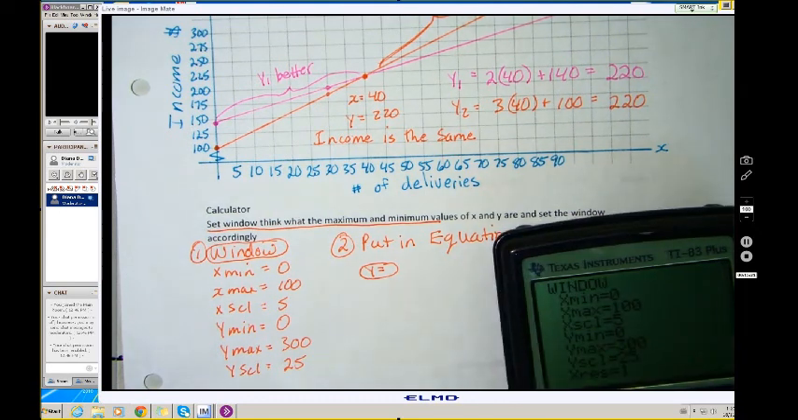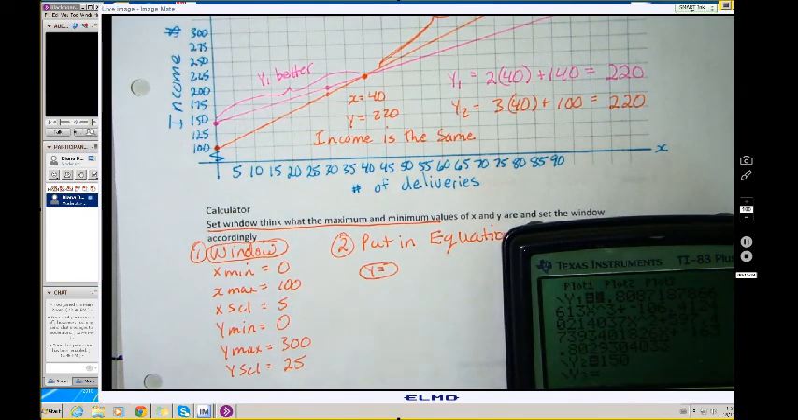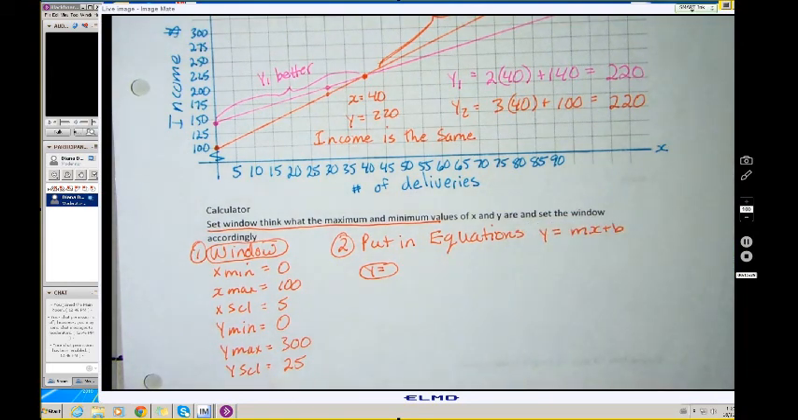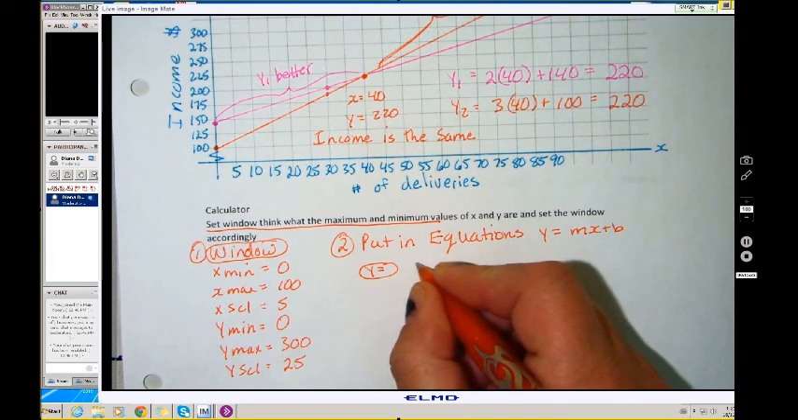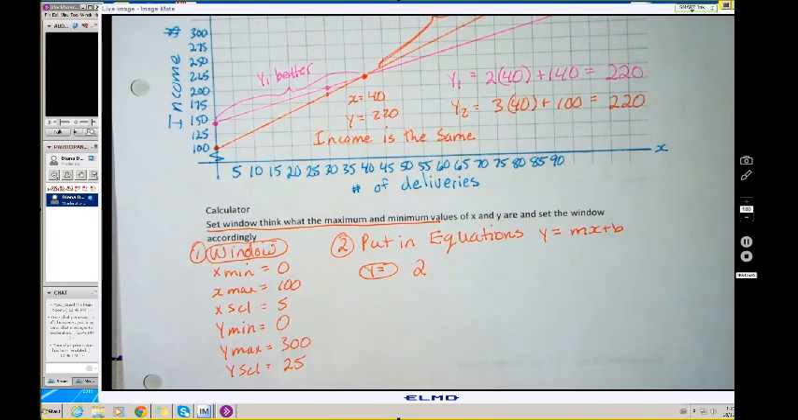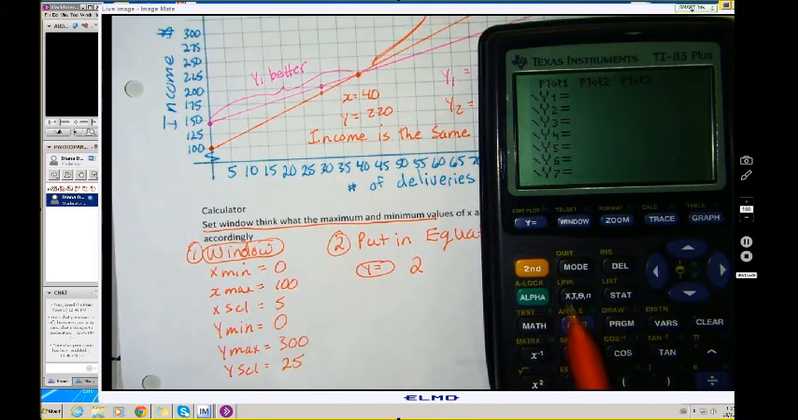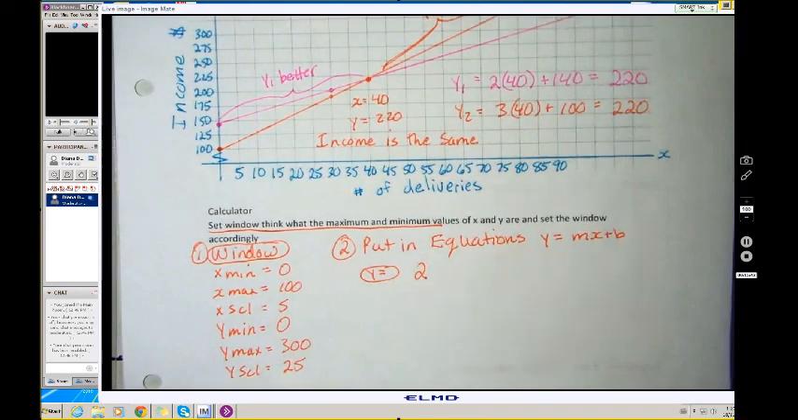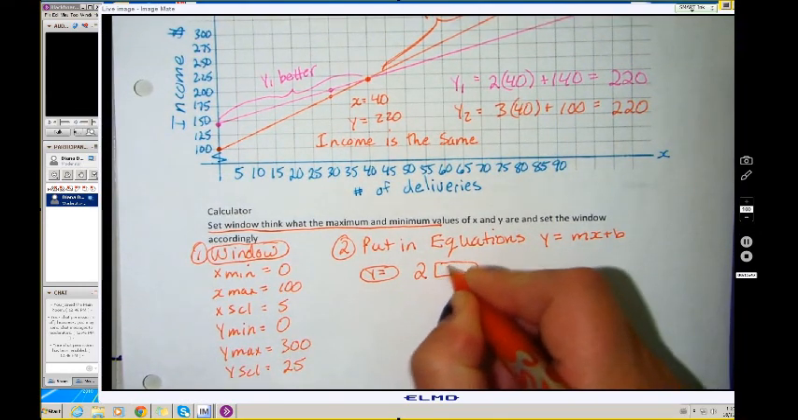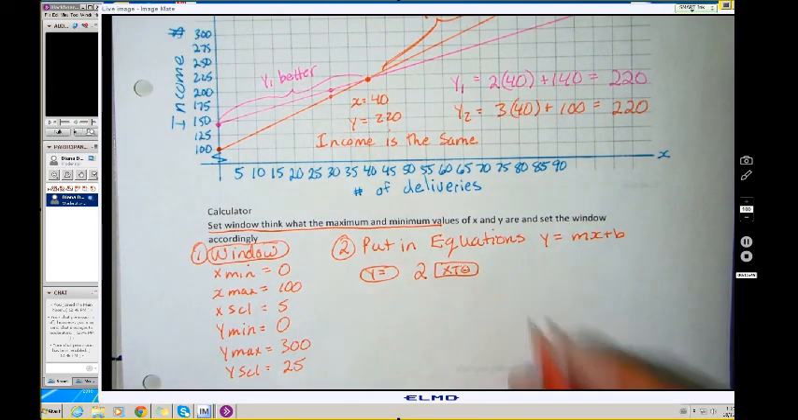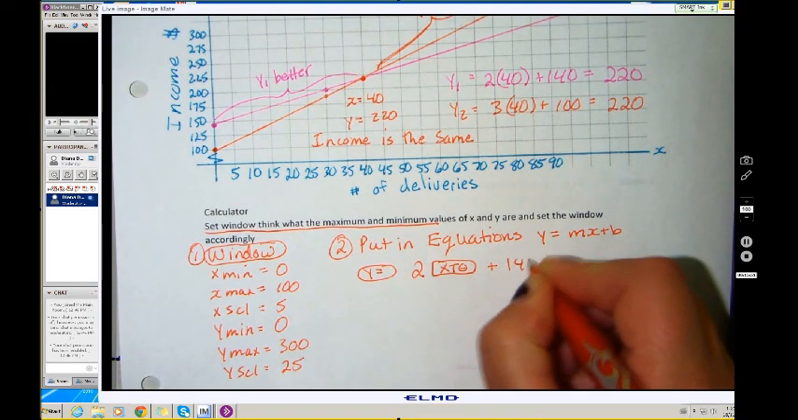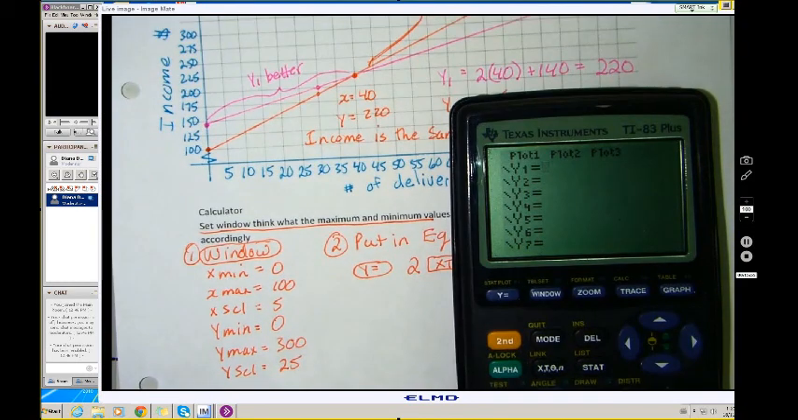So if we hit here, oh man, look at the equation I got in there, something crazy. Okay, just clear it. So you want to put in our first equation. You're going to put in 2, and the x button is this X,T,theta,n. It has all these. I'll just do that so you know what the X button is. And then you just put plus 140. So you do 2x plus 140, and you get the equation in there.